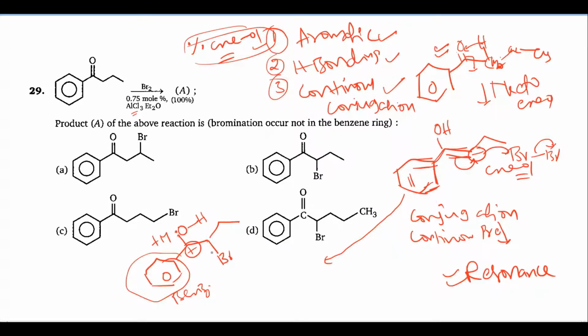This is the product. After that deprotonation, H plus is eliminating. Here Br minus is there, no? Okay. So Br minus combines with this H plus, and then forms a double bond. So the correct answer will be option B. Okay, I hope you understood, guys.